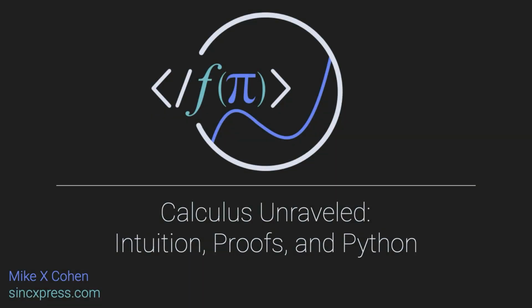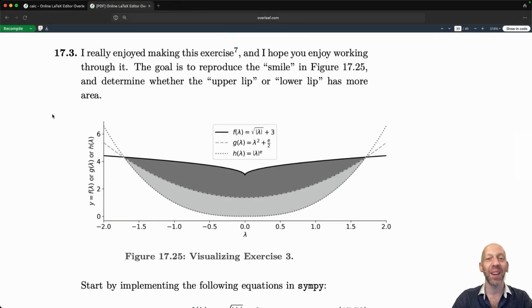Exercise 3 was a lot of fun to create, and I hope you also enjoy working through this one. The goal of this exercise is to determine whether the upper lip or the lower lip in this image has a larger area. Visually, it certainly looks like the upper lip has a larger area, looks a bit fatter than the lower lip, but we want to quantify this, right?